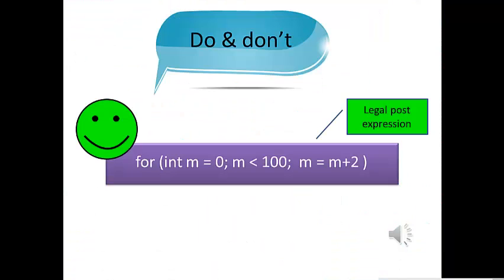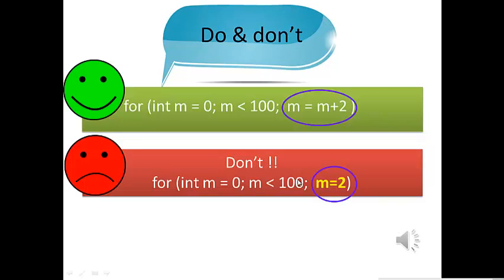Before we end our lesson today, we look at the do's and don'ts in for loops. This is an example of a legal or correct for statement in C++. This is an example of an illegal post expression where m is assigned to 2. Please use the correct post expression assignment as in the slide.